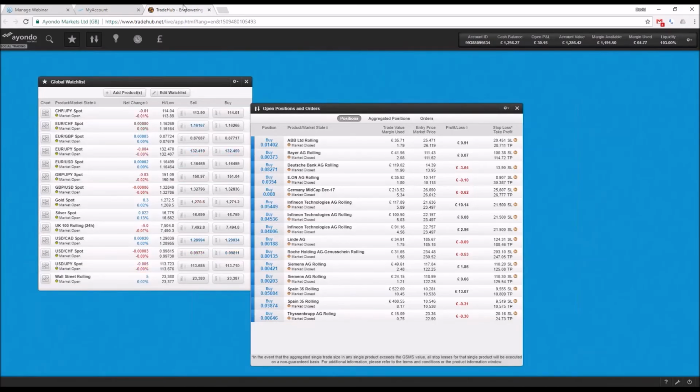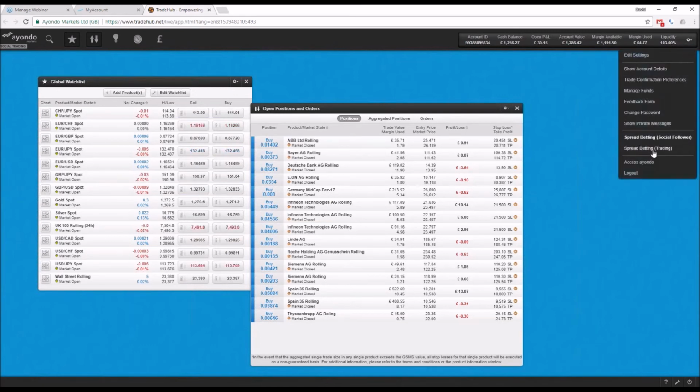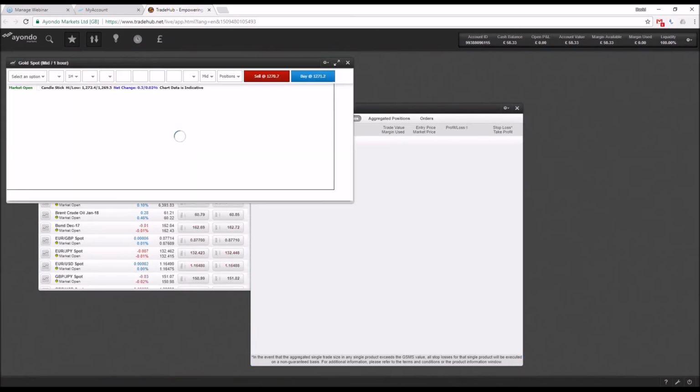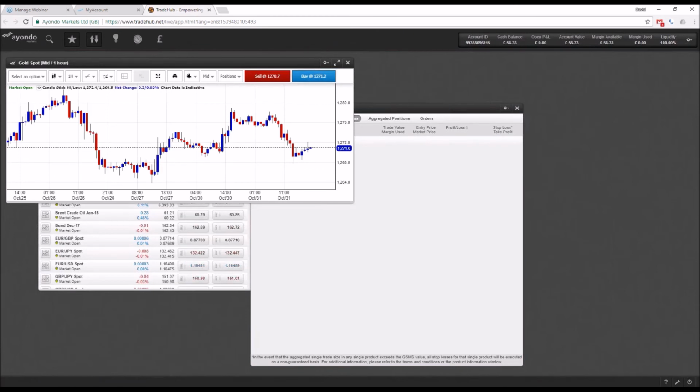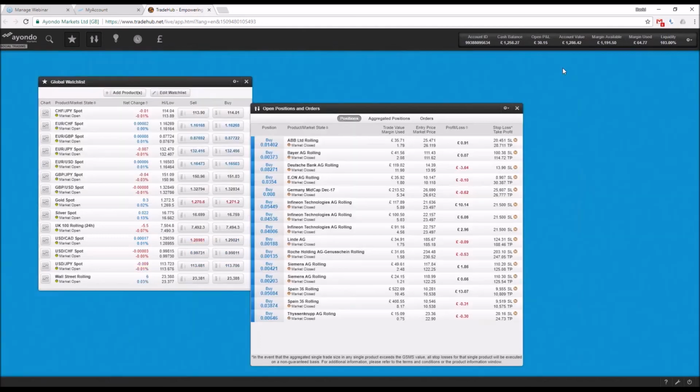Just on the Trade Hub, someone's asking to see it again. So there's Trade Hub. That's my Trade Hub follower account. I can trade on that if I want to, but I'll pay a wider spread. If you flip over to the normal spread betting account, you can see there are no open positions there, but I can trade on that in a normal way. And it's very easy to flip between the two.